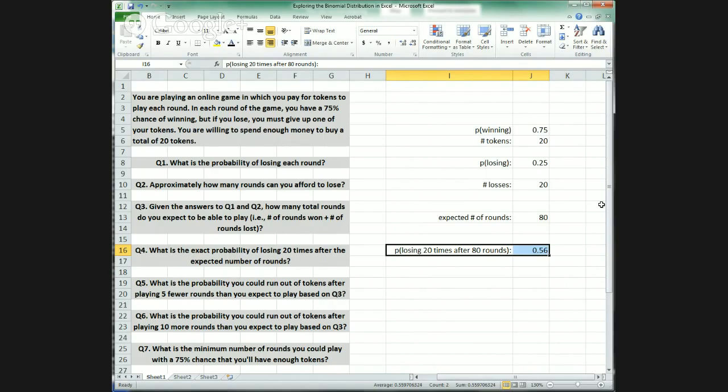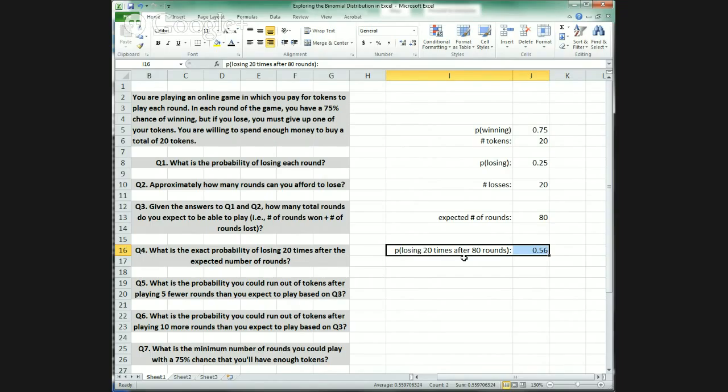And so, 20 times is about the average number that we expect to lose. But there are going to be plenty of times when instead we're going to lose 21, 22, 23, 24. So the probability of losing all of those different amounts, now keep in mind that the probability of losing 0 to 80 will total 1. Because we have 80 trials, you can lose as few as 0 times and as many as 80 times.